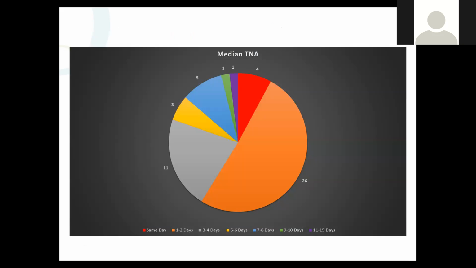But when I looked at it closely, I saw that we only have actually 4 physicians who have same day access. Now this fluctuates back and forth, and this is an average that we did. We have 26 that have 1 to 2 days to TNA. And it's important to look at both of these together so we can really start understanding why people are going to the emergency department, and this helps explain why the goal of access in the province is same day access.